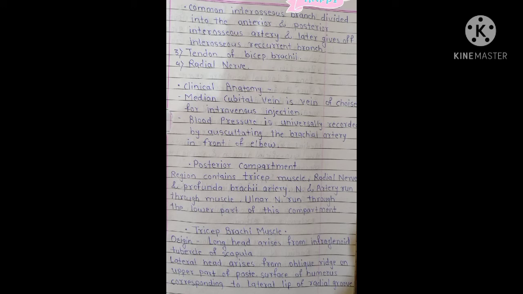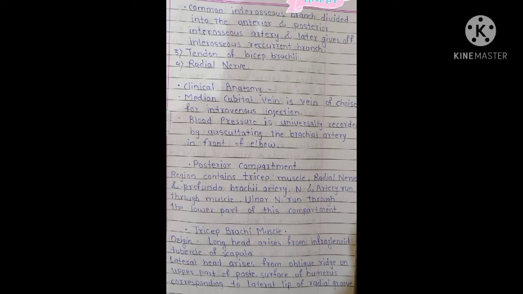brachii artery. The radial nerve and the profunda brachii artery run through the muscle, and the ulnar nerve runs through the lower part of this compartment. So we will study in detail about the triceps brachii muscle.